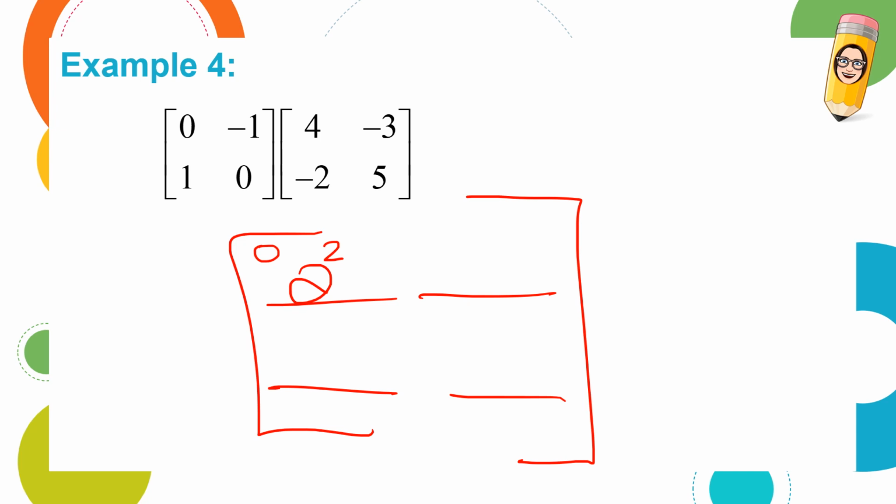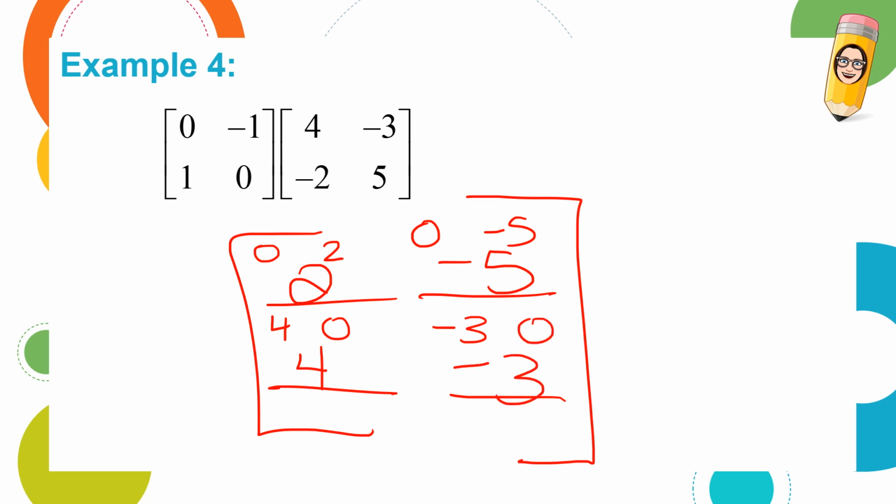Top right, 0 times negative 3, negative 1 times 5. Bottom left, 1 times 4, 0 times negative 2. Bottom right, 1 times negative 3, 0 times 5. Now, if you thought, well, that was easier with those zeros, that's for a reason. We're going to revisit these patterns with zeros and ones. When you have zeros and ones, something unique happens, so expect it to look interesting.